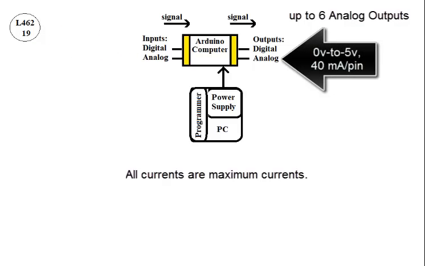Up to 6 analog outputs, 0 volts to 5 volts and 40 milliamps per pin, implemented using pulse width modulation on digital pins. What is pulse width modulation?